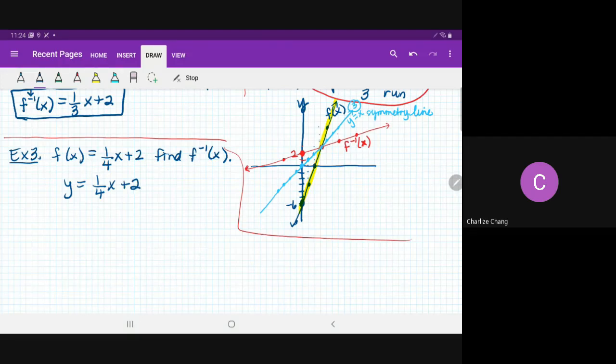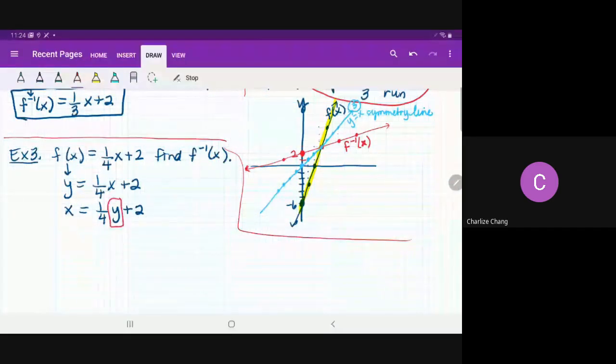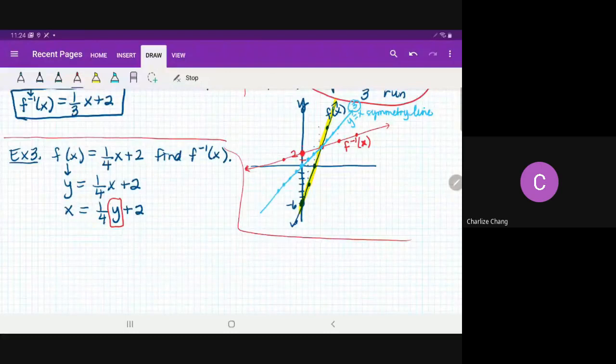Okay, so we switch x and y. Actually, I didn't switch x and y. I just replaced y with f of x, or f of x with y. And then you switch x and y. So you know this from the last question. And then you solve for y, but we're a little worried because the y has a fraction in front of it, but I'm going to show you how to handle that. You subtract the 2. x minus 2 equals 1/4 y.